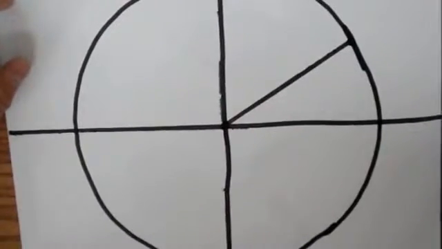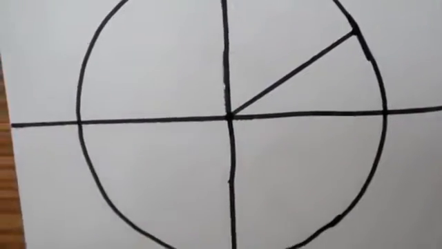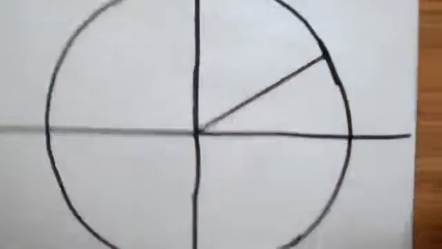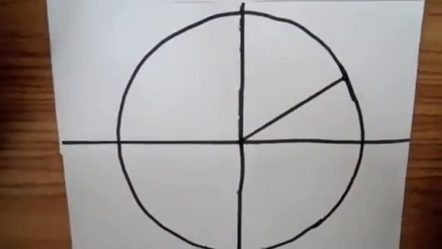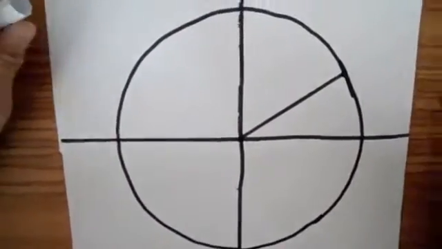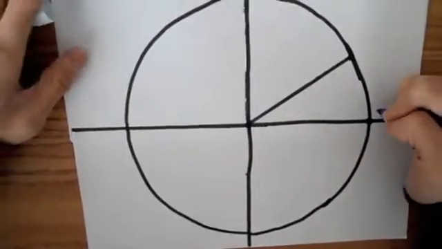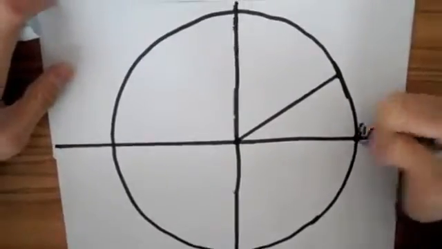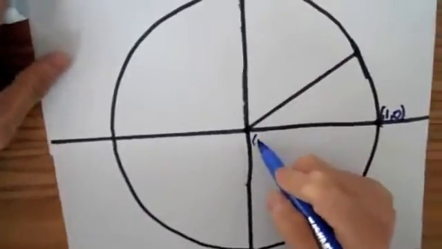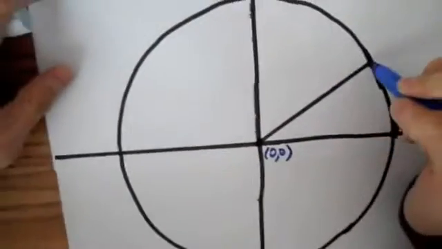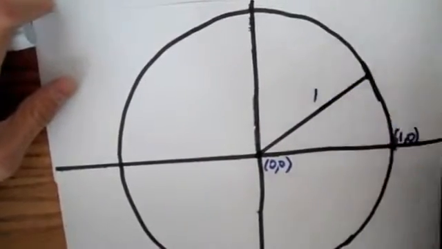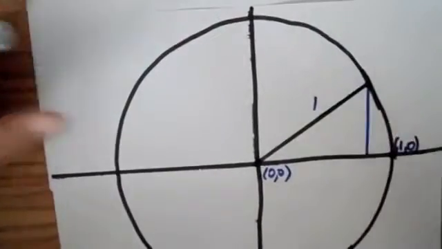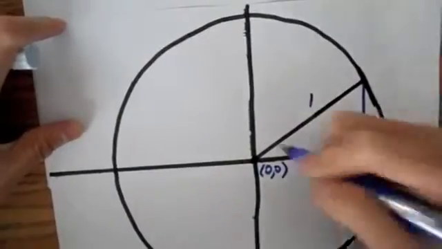So today I'll be talking about the unit circle. Okay, so let's just say this point is 1, 0. Okay, this point is the origin. This radius length is 1. Okay, let's make a line right here to create a right triangle.